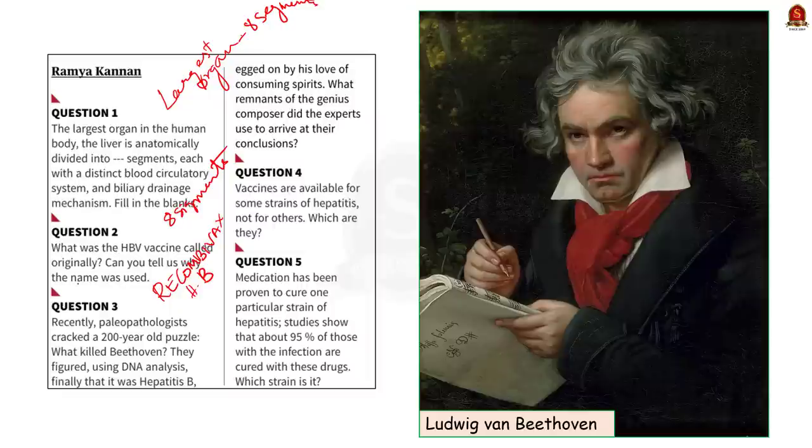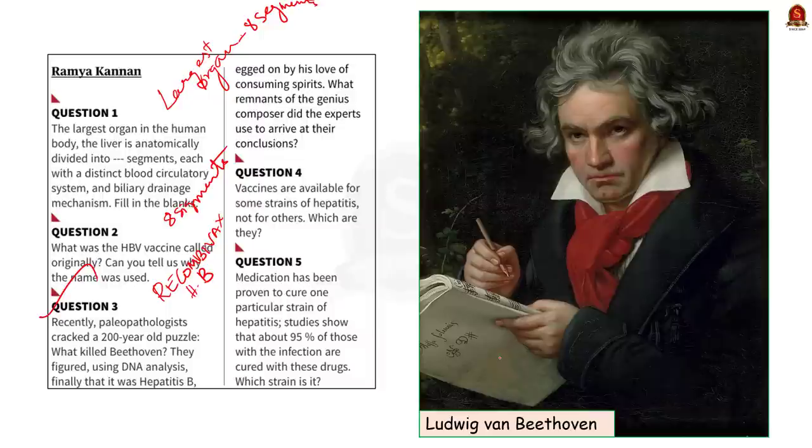Okay? Now look at this third question. Recently, paleopathologists cracked a 200-year-old puzzle. The puzzle is what killed Beethoven. They figured, using DNA analysis finally, that it was hepatitis B, egged on by his love of consuming spirits. What remnant of the genus Composer did the experts use to arrive at their conclusion?